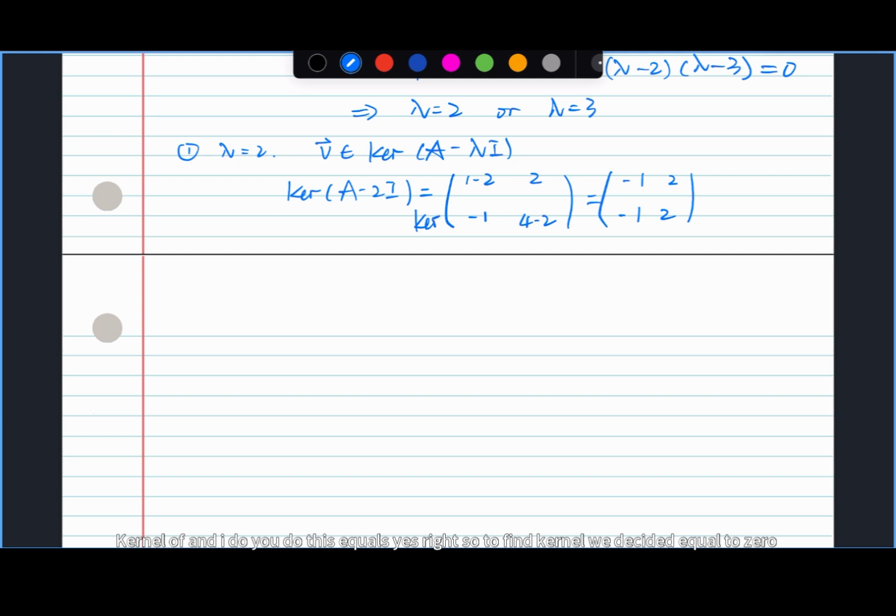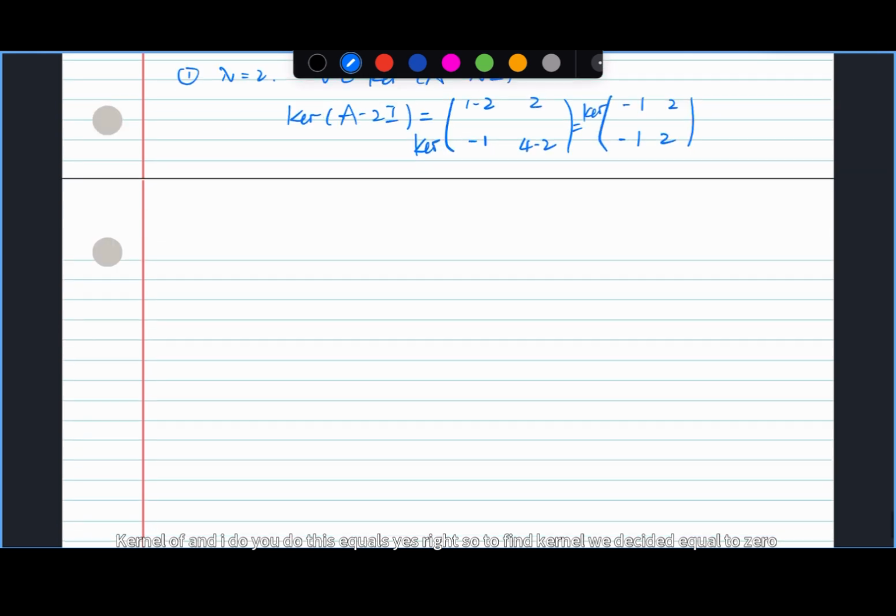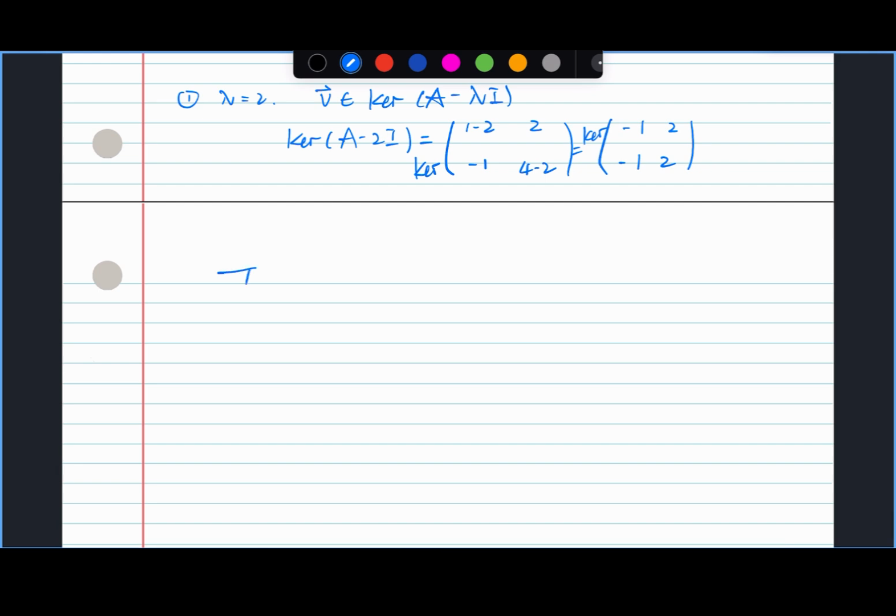Kernel of this. And then do you set this equals 0? Yes. To find the kernel, we set it equal to 0. Row reducing, it becomes [1, -2; 0, 0].